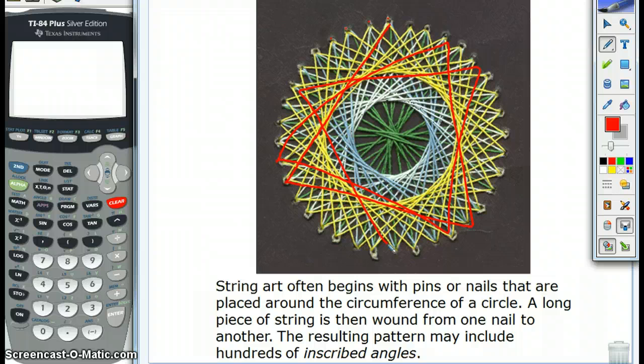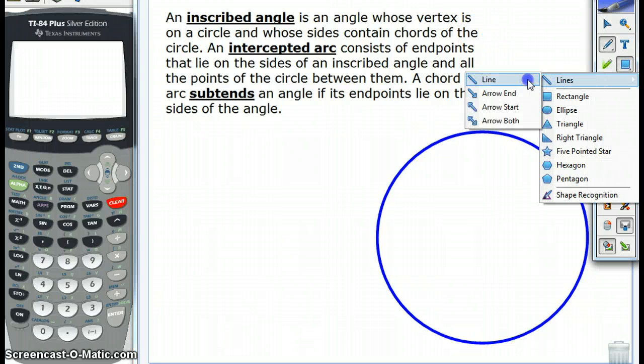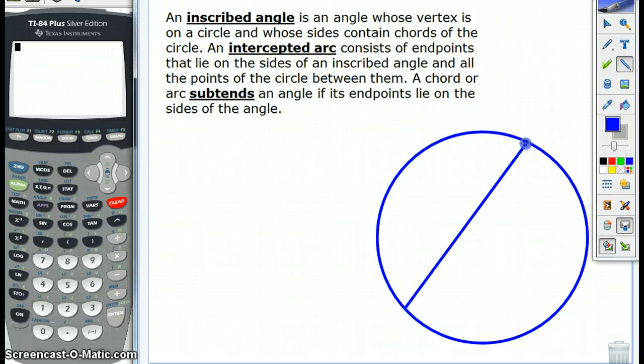All right, so all of these right here are what we're going to call inscribed angles. They are angles whose vertex lies on the circumference of the circle. So let's take a look up here. An inscribed angle is an angle whose vertex is on a circle and whose sides contain chords of the circle. So I'm going to go ahead and draw one now. This is an inscribed angle, right there.